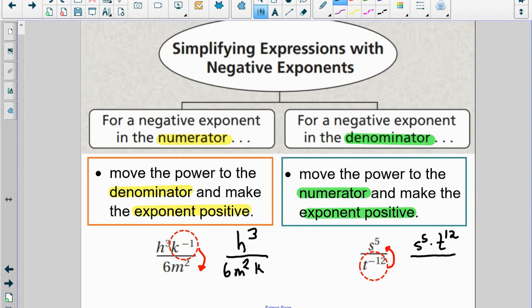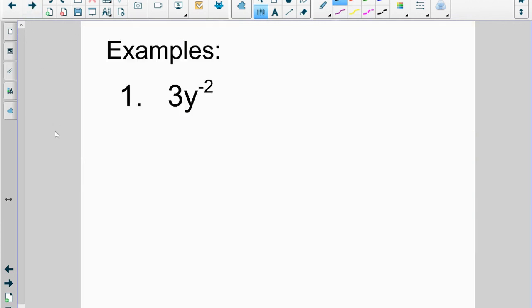Then the other thing is, now that we have really nothing left over in the denominator, it's that invisible 1 left over. And to simplify this, anything divided by 1 is itself. So we really don't need the denominator at all. We don't even need the fraction bar because the s to the 5th power times t to the 12th power divided by 1 is just s to the 5th power times t to the 12th power. So let's look at just a few more examples and then we'll wrap things up today with our video.